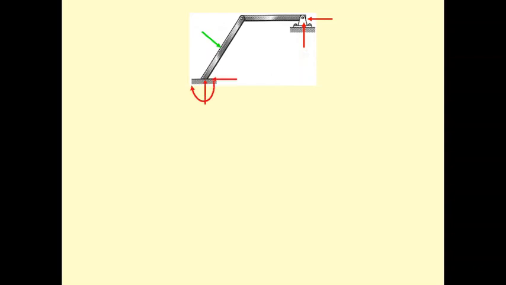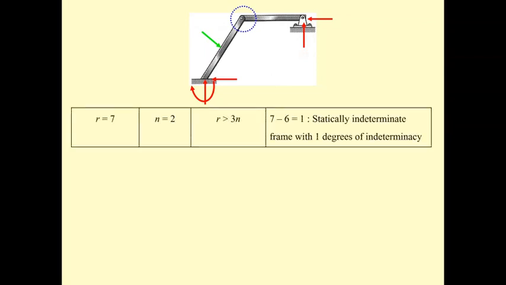Okay, the unknown is 7, 3 plus 2 plus 2. And the number of equations is 3 times 2 is 6. 7 minus 6. 7 is larger than 6. The structure is a statically indeterminate frame with 1 degree of indeterminacy.